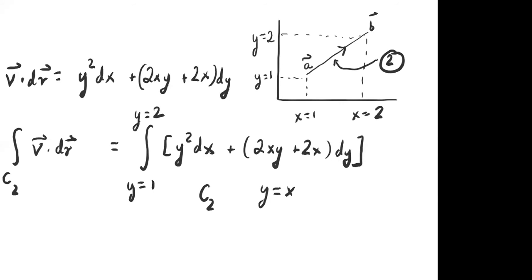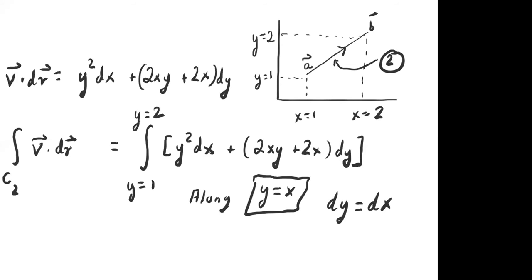Path 2. Along path 2, what you have is the equation of a line. Y equals x, slope 1. That's the way I set the problem up. This also means that dy is the same as dx. So my line integral over path 2 is just the integral over y from 1 to 2 of y.